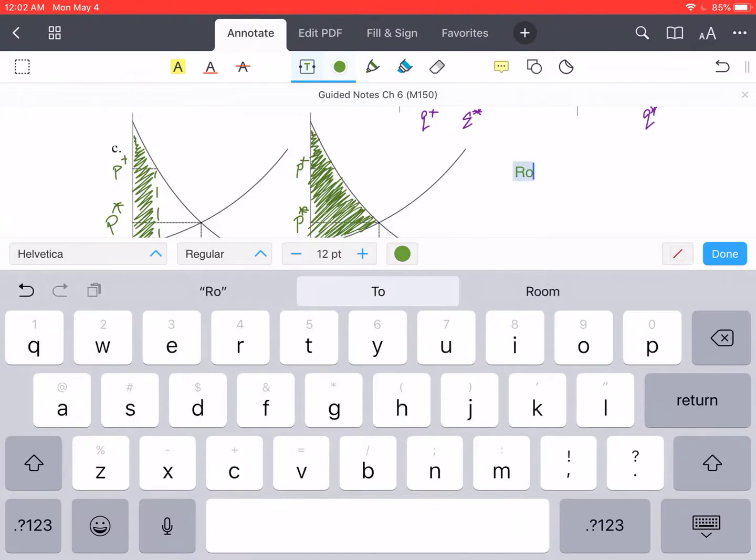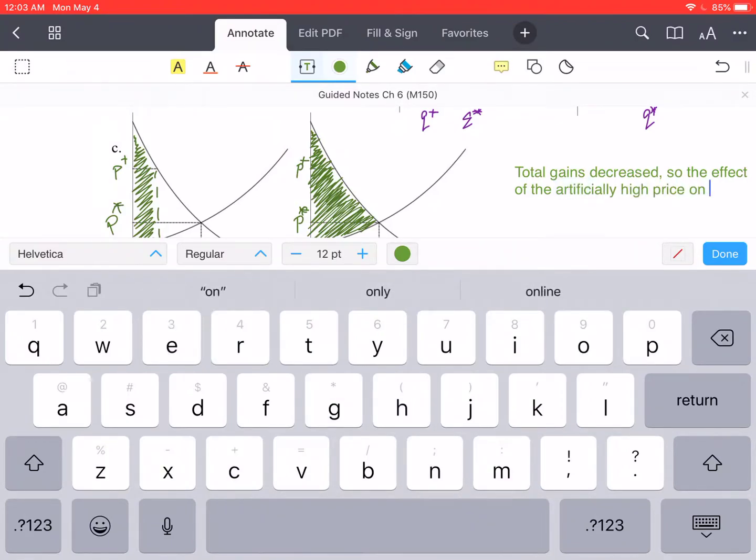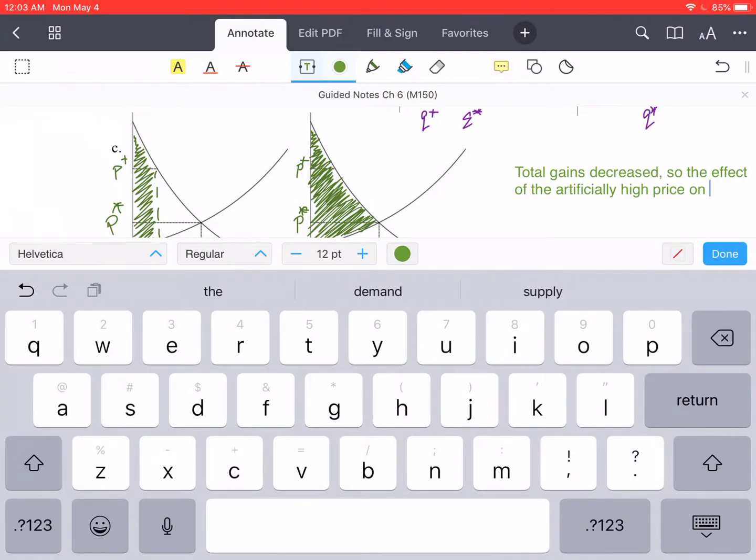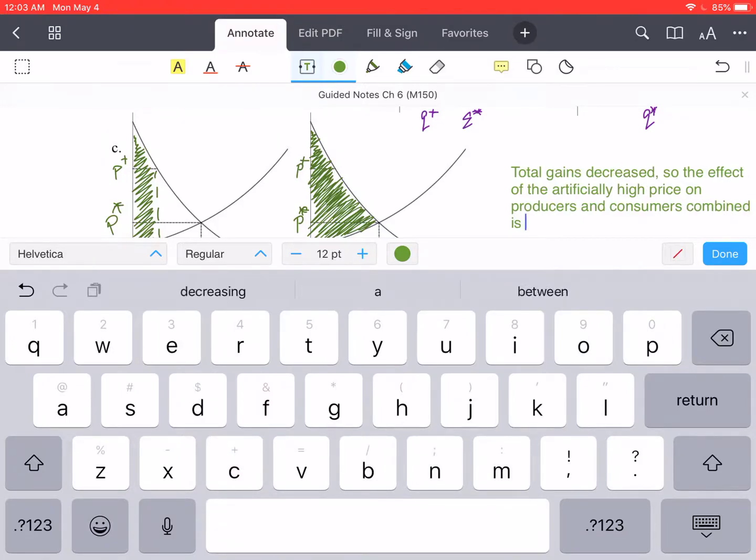So total gains decreased. So the effect of the artificially high price on producers and consumers combined is negative.